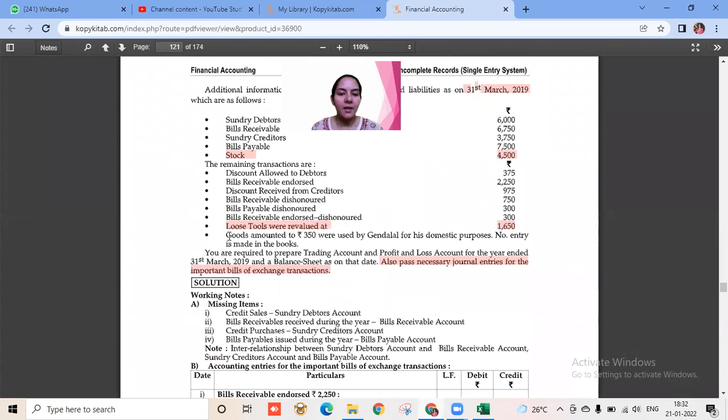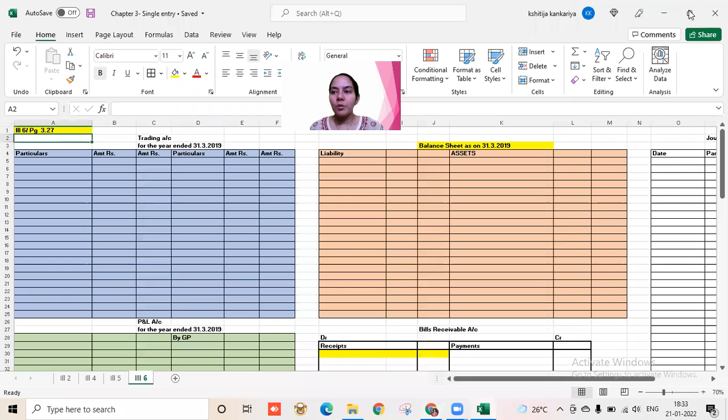Then the last line: goods amounting to 350 were used by Gendalal for his domestic purpose. No entry has been made in the books. So in short, what is this? Goods amounting to 350 were used by him for personal use. That means what? Drawings. Right? So it is going to impact our capital. So when we do the adjustment, we'll do this. So they are required to prepare the trading and profit and loss account. So let's come to the solution.